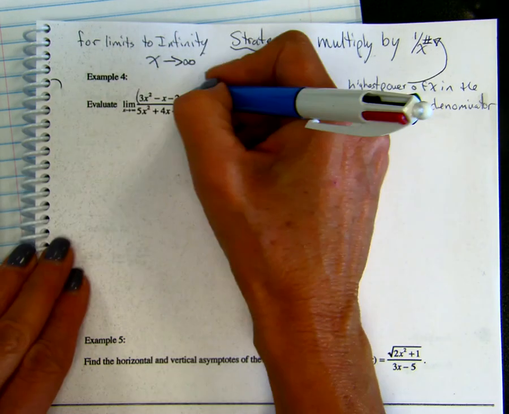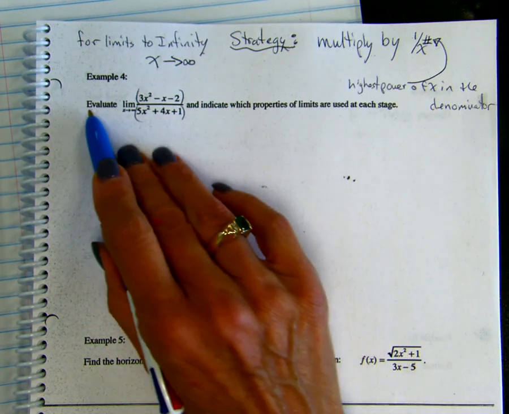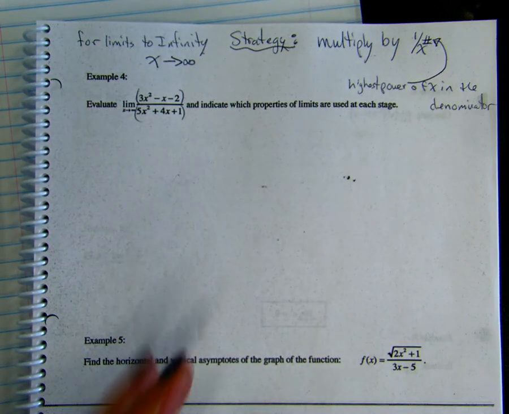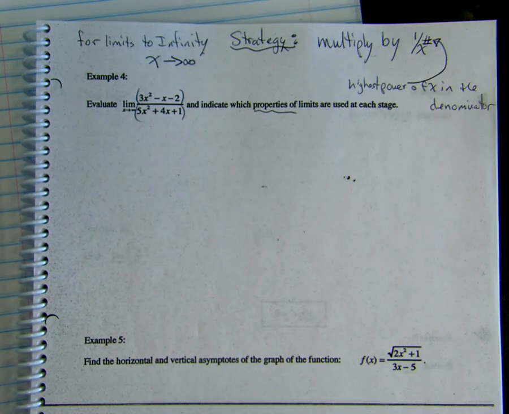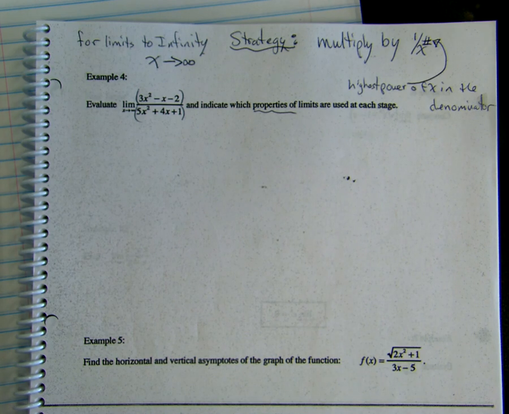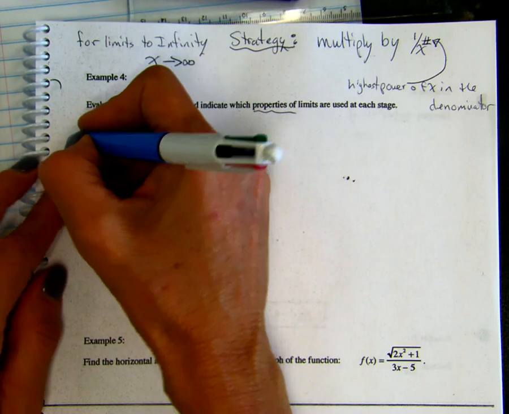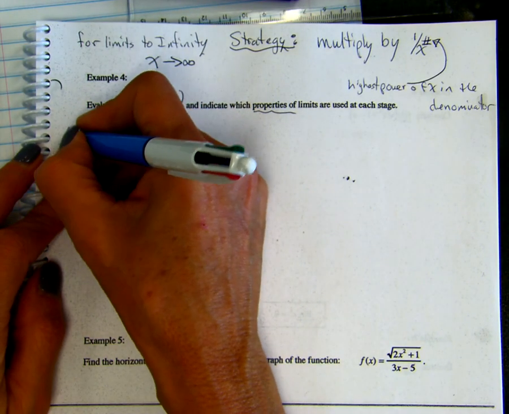Okay, so the limit as x approaches infinity of 3x squared minus 2 over 5x squared plus 4x plus 1. So let's evaluate that limit, and let's talk about the limit properties that we're using at each stage for this example. And after this, I don't expect you to keep on doing all of that, so I'll let you know what part you have to show.